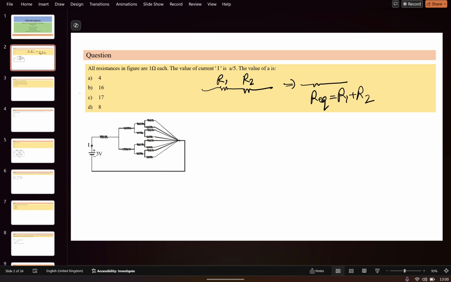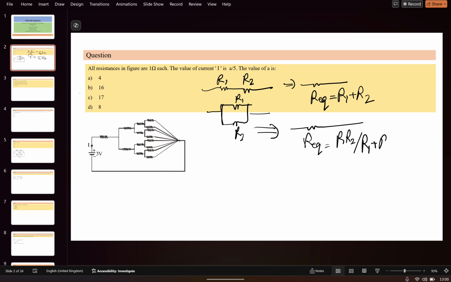And similarly, in the parallel fashion also, if R1 and R2 are connected in parallel, this can be converted into an R equivalent. Just these two concepts I have asked you to remember during the last classes, and also one methodology: how to know whether two resistances are connected in series or in parallel.